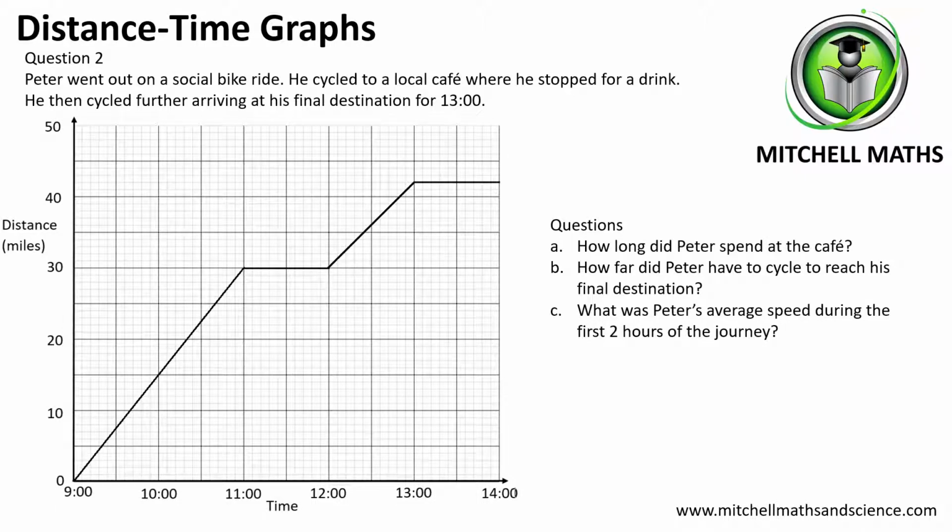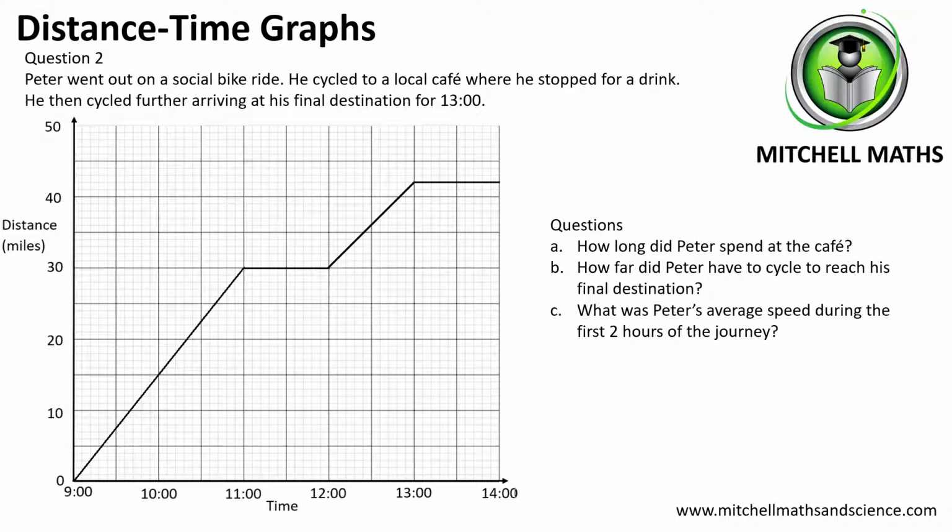Right, now we're going to have a look at a different question. So that was drawing a distance time graph. You might also have to interpret distance time graphs. So Peter went out on a social bike ride. He cycled to a local cafe where he stopped for a drink. He then cycled further, arriving at his final destination for 1 o'clock. How long did Peter spend at the cafe?